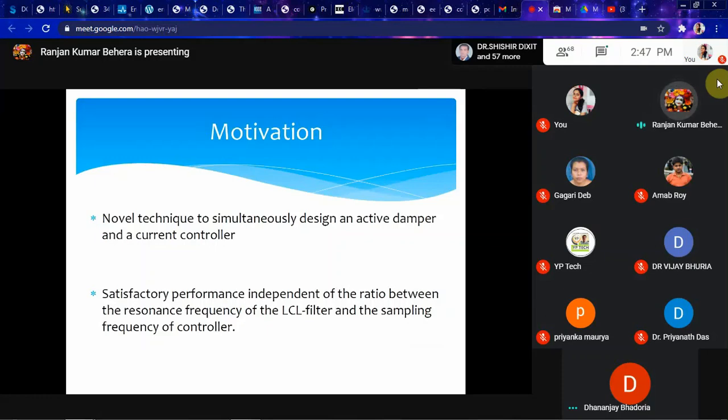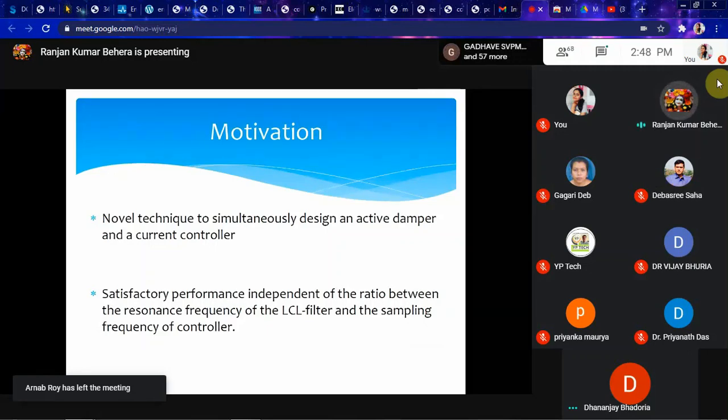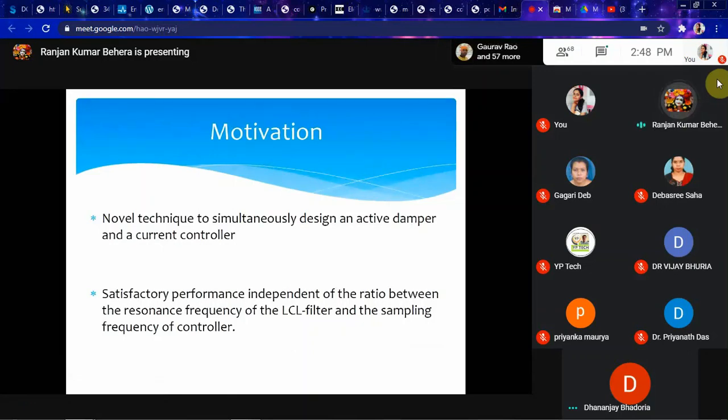So what is the motivation? The motivation is a novel technique to simultaneously design an active damper and a current control, both. For example, you are sitting on a rail, on one side you are sitting, and on the other rail your friend is sitting.